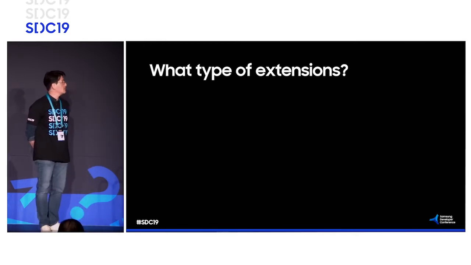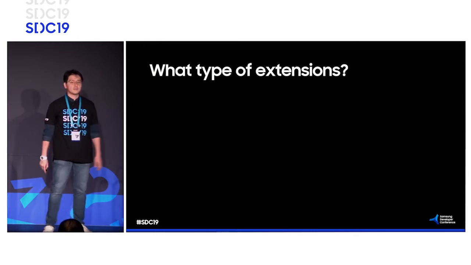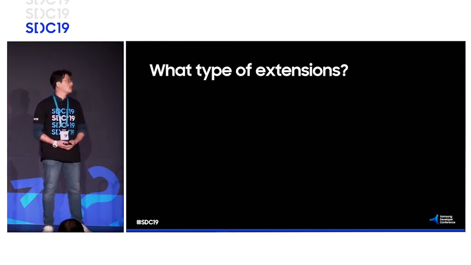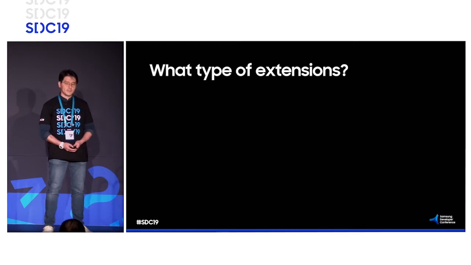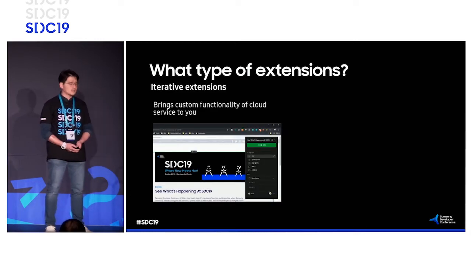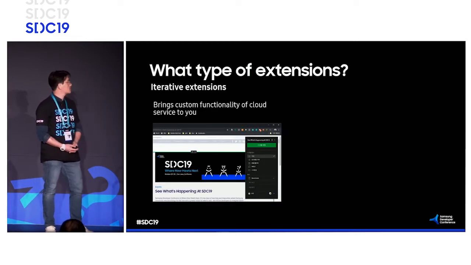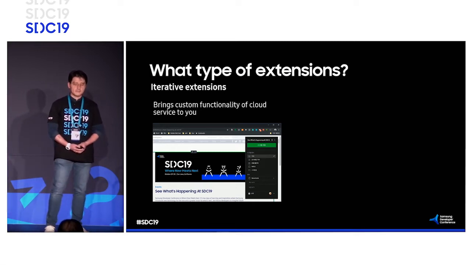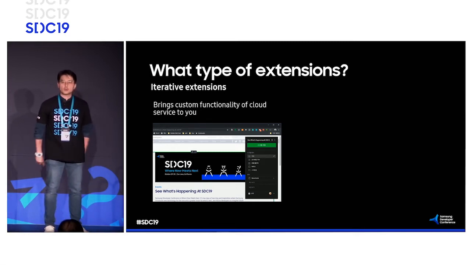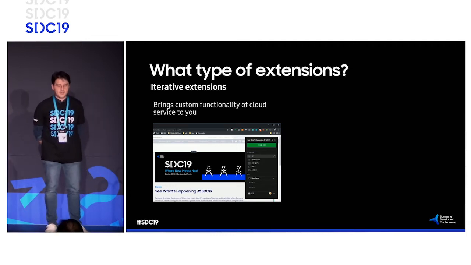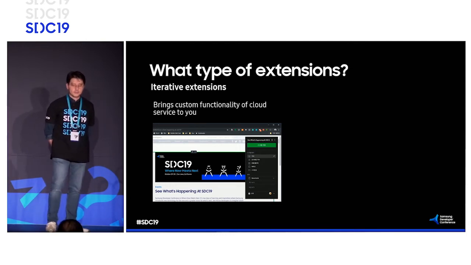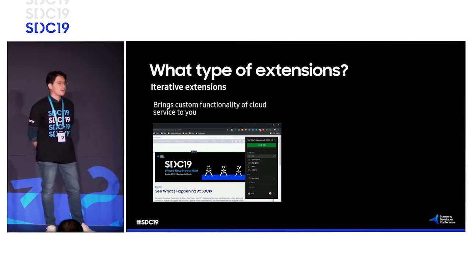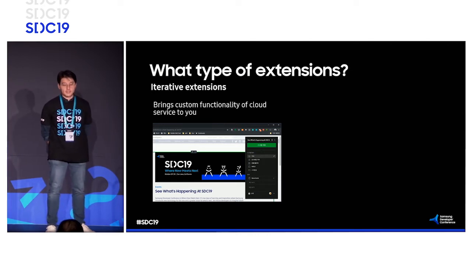Let's see the types of extensions roughly. The types can be categorized in various ways, but from our study, we found four of them. The first, iterative extensions, which bring the custom functionality of a cloud service to you. Dropbox or Evernote Web Clipper might be an example of this type. Through the Evernote Web Clipper, you can clip articles or web pages you watch iteratively by clicking the icon of it.